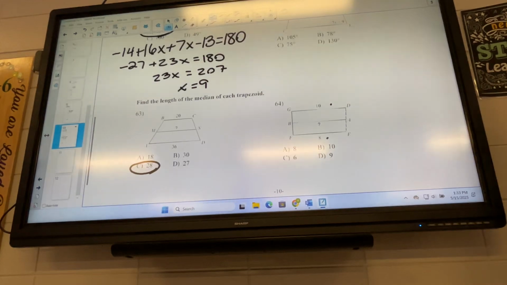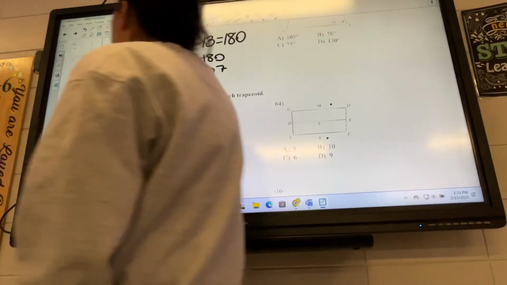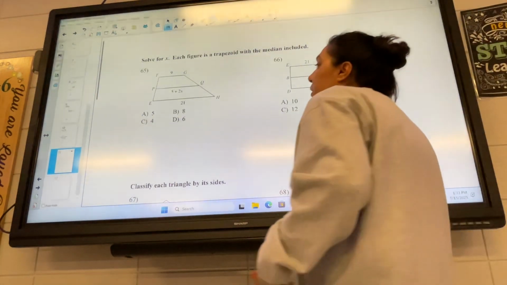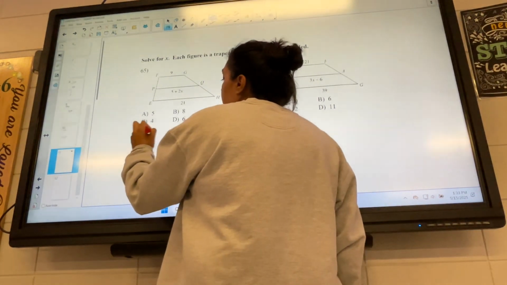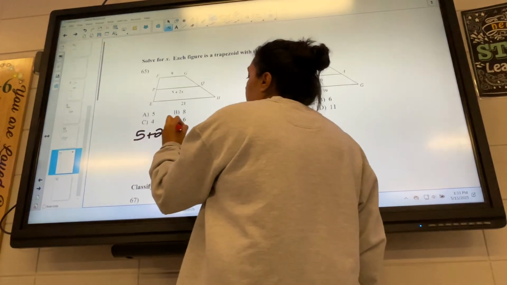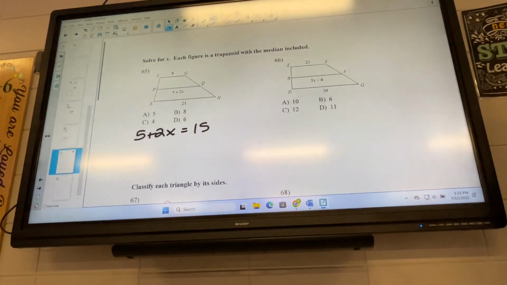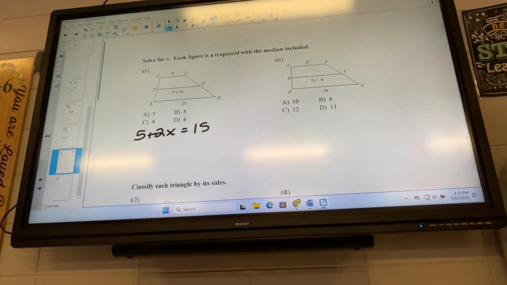65, you're going to take the top plus the bottom and divide by 2. What do you get? 15. And so you're going to set that equal to the middle one. Okay? So it's really going to look like 5 plus 2x equals 15.